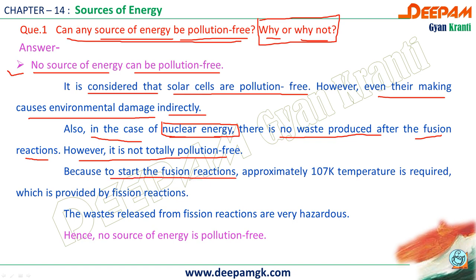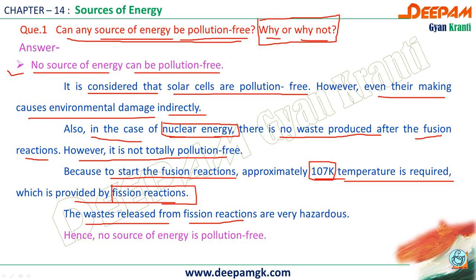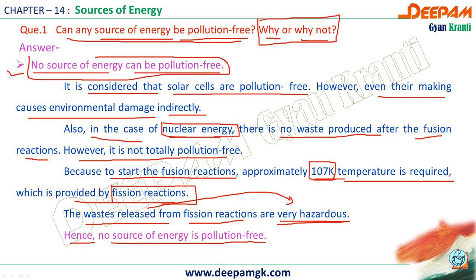the fusion reaction, approximately 10^7 K is required. K means Kelvin. As we say centigrade, Kelvin is another unit of temperature. Approximately 10^7 Kelvin temperature is required, which is provided by a fission reaction. The waste released from the fission reactions is very hazardous. Hence, we can say that no source of energy is pollution free. It is a very simple answer. You must remember that no source of energy can be pollution free.